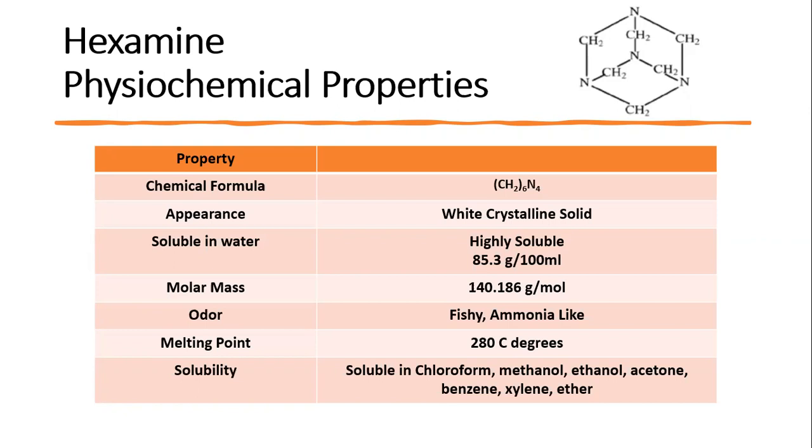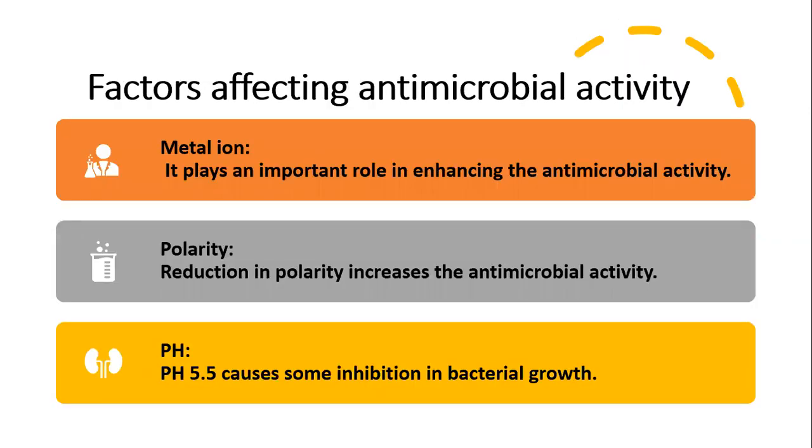Hexamine is soluble in chloroform, methanol, ethanol, acetone, benzene, xylene, and ether. There are many factors that affect the antimicrobial activity of hexamine. Three of the most important factors are metal ions, where they play an important role in enhancing the antimicrobial activity. Second, the polarity. Any reduction in polarity will increase the antimicrobial activity of hexamine. As well, the pH. A pH of 5.5 can cause inhibition in the bacterial growth.